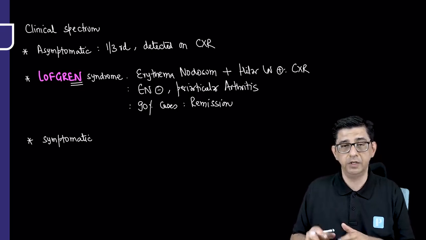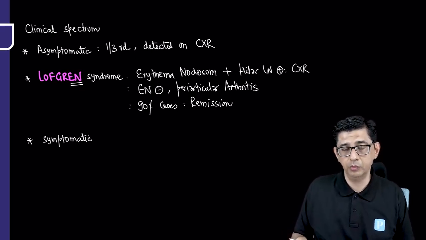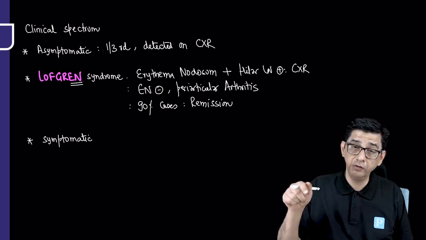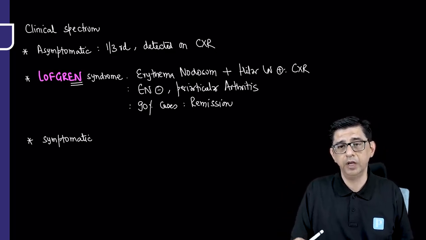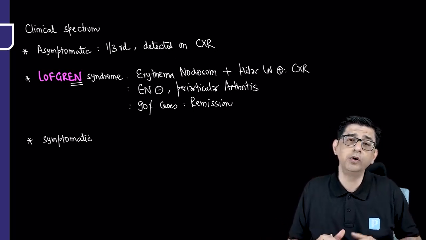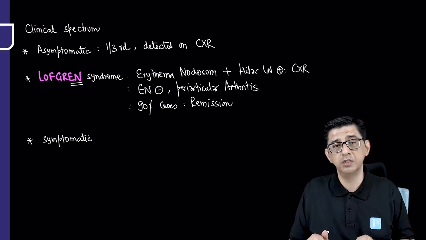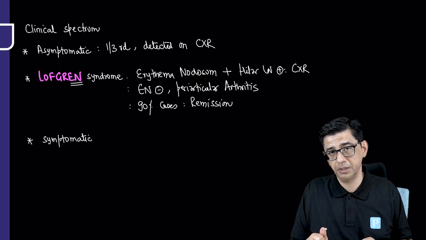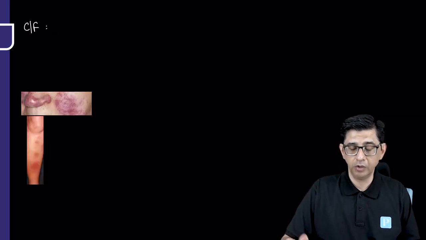Some patients will obviously suffer, so I'll describe those manifestations also, but in a large number of cases, even if the manifestations occur, remission can develop, like in Lofgren syndrome. Overall, I'm saying that even in those cases which become symptomatic, remission would be seen. We'll now focus on those cases which are going to be symptomatic.